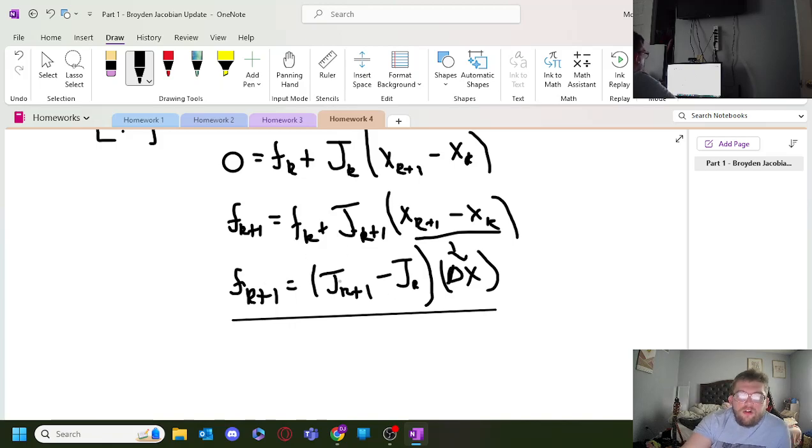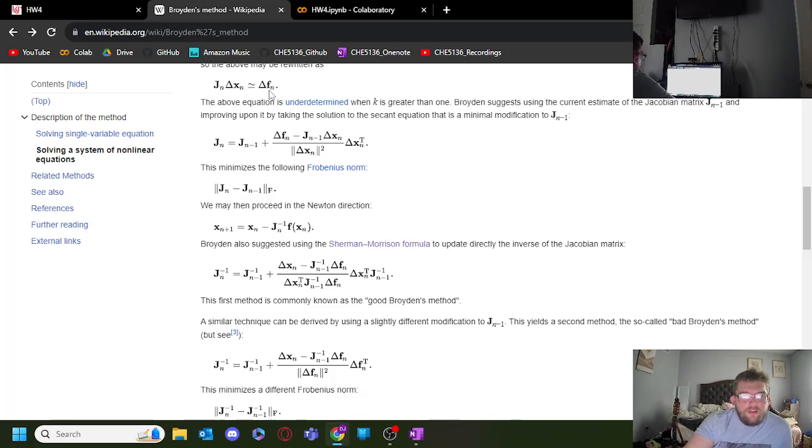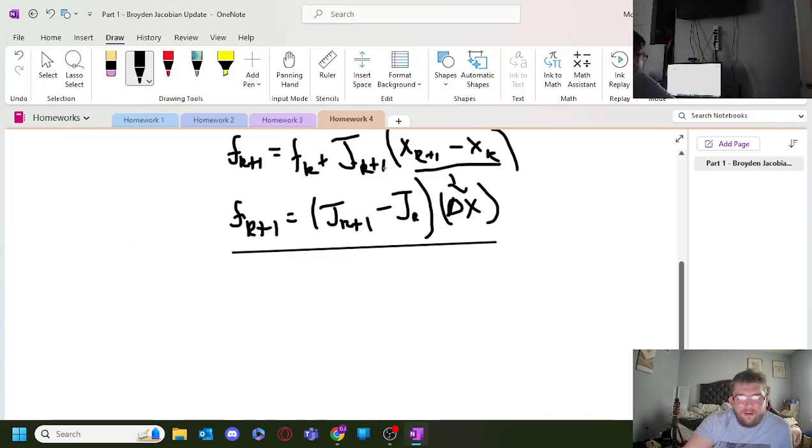So you might be asking yourself, well, how do we get the updated Jacobian from this equation? Well, the reason Broyden is so unique is he found a very interesting way to solve this. What he did was he defined a new vector, v, and he defined v to be perpendicular to x.